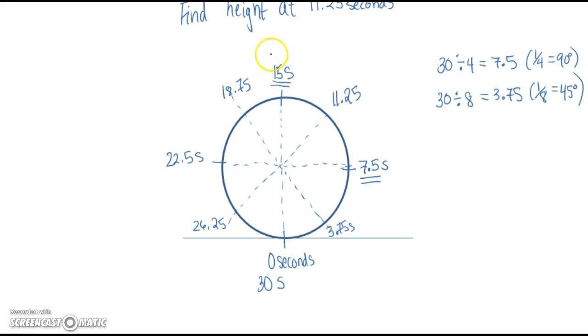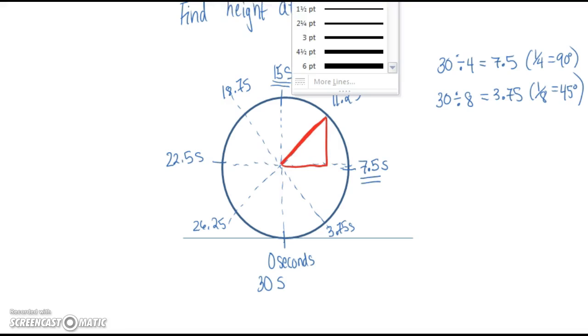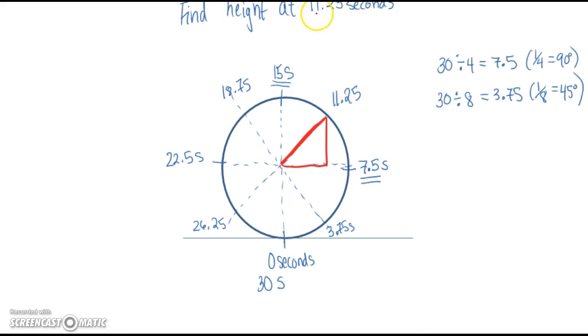And so when we build in our triangle, and the hypotenuse of the triangle is going to be the radius of the circle, we know that the triangle is a 45, 45, 90. And that's because, again, we divided our circle into eighths, and each eighth is 45 degrees.